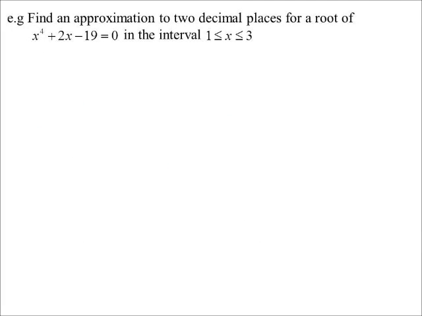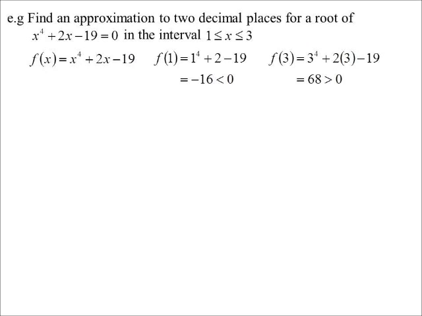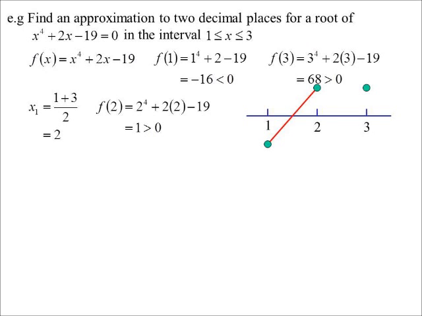x to the 4 plus 2x minus 19 equals 0. We know there's a solution between 1 and 3. Okay? So there's our function. Function at 1 is negative 16, which is negative. Function at 3 is 68, which is positive. So yes, there must be a solution because it's a polynomial, so it's continuous. So I'll average them out and I'll say, okay, it's 2. Sub in 2 doesn't work, it's 1.